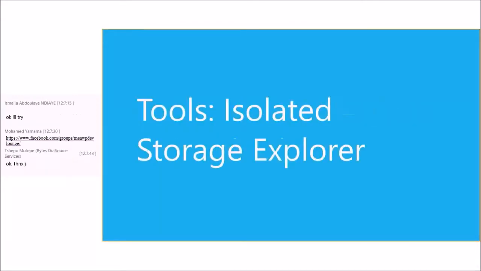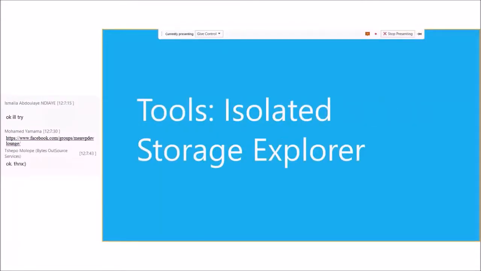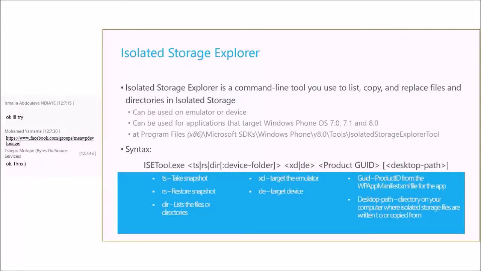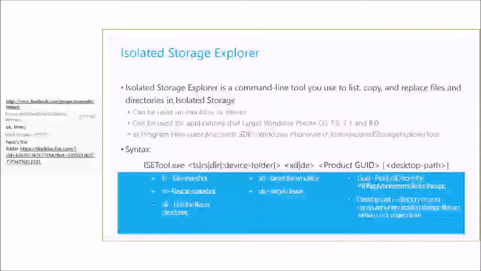Okay. For the tools, we've got some tools. They're very, very good tools actually for checking the isolated storage we're having. In the isolated storage Explorer, there are some tools that are coming with the SDK, which is the isolated storage Explorer, command line tool that you can use to list, copy, or replace files and directories in isolated storage. You can use that on your emulator or your device.